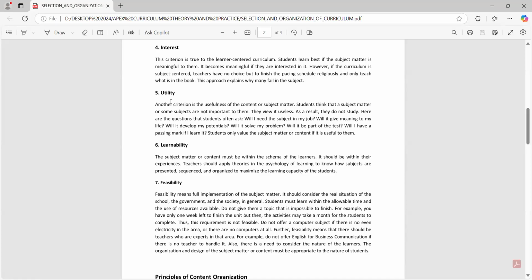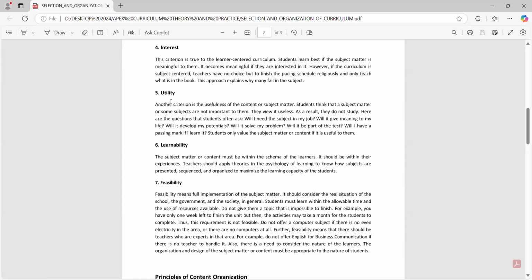Another criterion is the usefulness of the content or subject matter. Students think that some subjects are not important to them. They view it as useless. As a result, they do not study. Here are the questions that students often ask. Will I need the subject in my job? Will it give meaning to my life? Will it develop my potentials? Will it solve my problem? Will it be part of the test? Will I have a passing mark if I learn it? Students only value the subject matter or content if it is useful to them. Right. Thank you, Kanchana. Good.